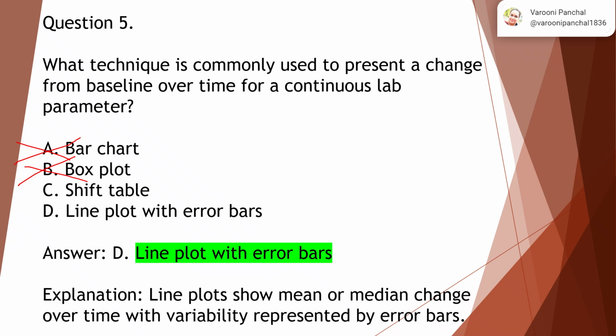The question is related to change from baseline, right, which is not related to shift table. So this is not the right answer. So the correct answer is D, line plot with error bars. So this change from baseline over time is used for presenting the continuous lab parameter. So the correct answer is D. Now line plots show mean or median change over time with variability represented by error bars.